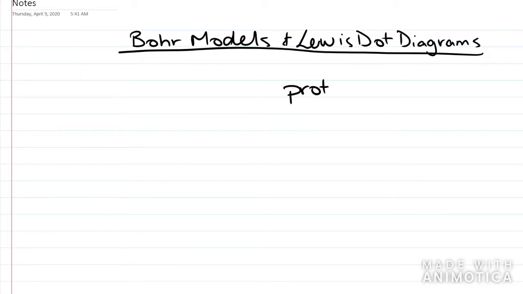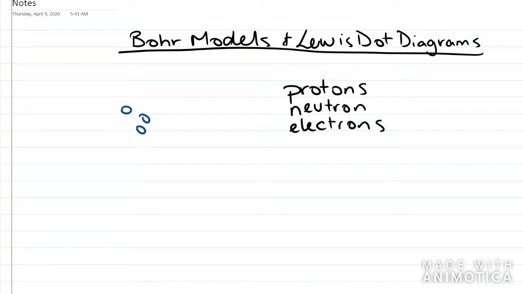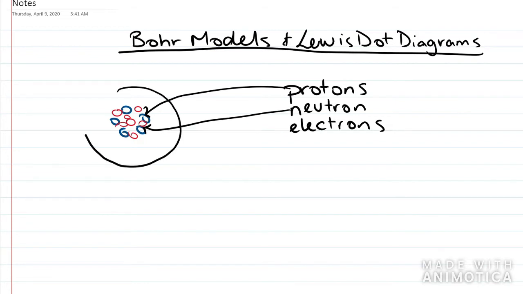protons, neutrons, and electrons. Protons and neutrons are found in the nucleus. Electrons are found in the space around the nucleus. And we usually say that they're in shells.